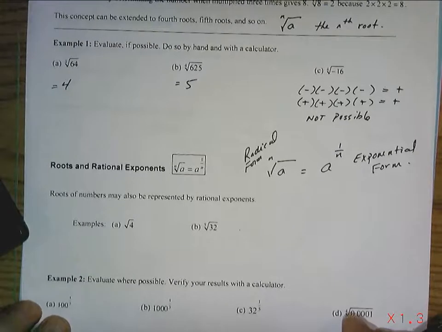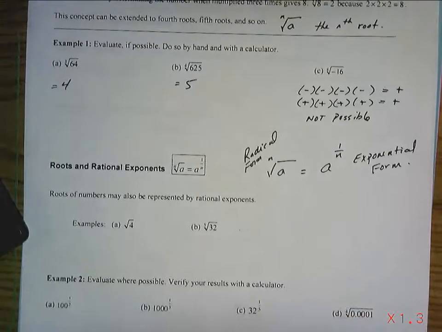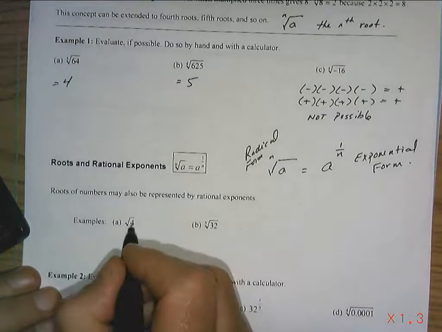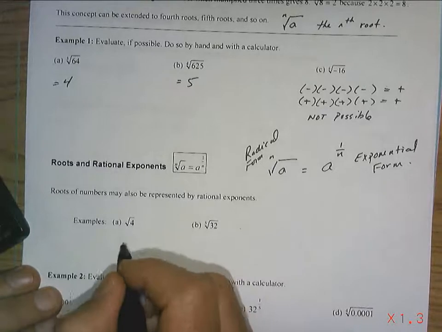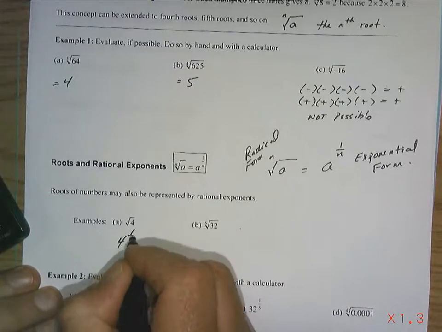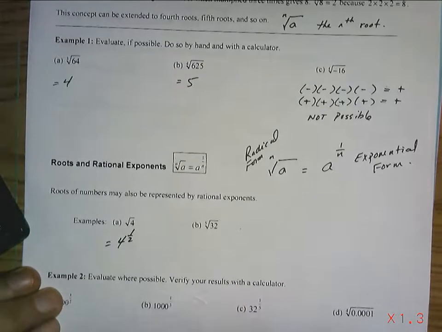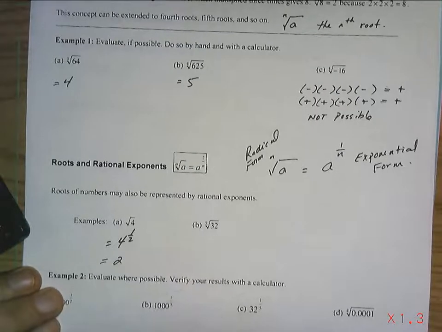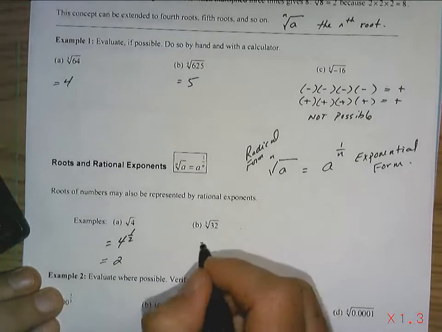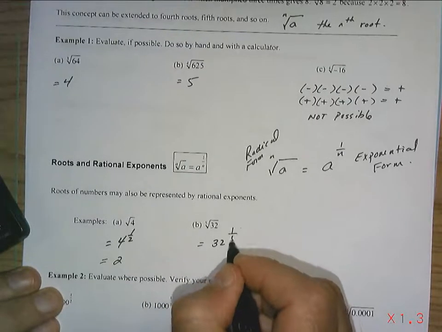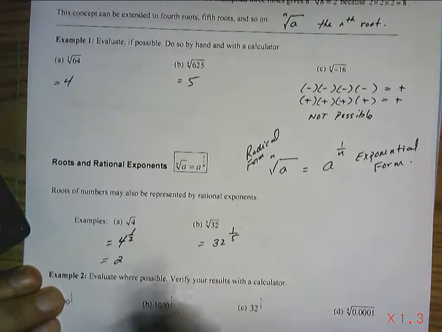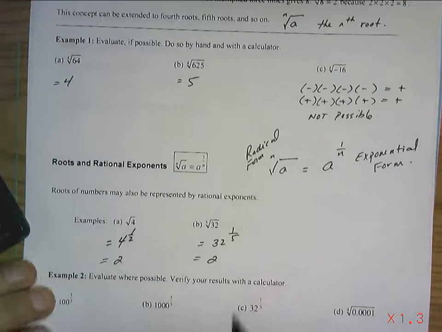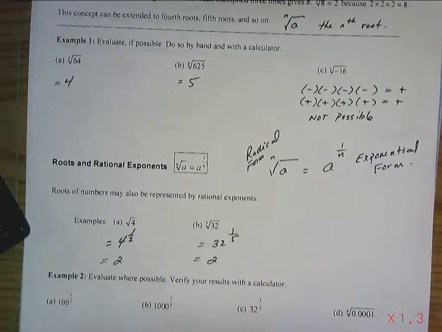We're going to have both different forms that we're going to work with, and we're going to convert back and forth. So this one could be changed into 4 to the 1/2. Either way, it's still equal to 2. And this one can be changed into 32 to the 1/5. And again, it's going to be 2, because 2 times 2 times 2 times 2 times 2, 5 of them, gives you 32.